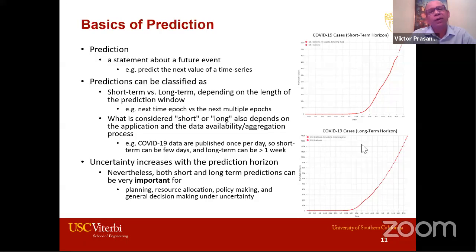Also keep in mind that as you predict over a longer horizon, your uncertainty increases, meaning that your accuracy will drop. So we need to keep that in mind as we do these predictions, so that we understand the quality or the accuracy of the prediction by looking at the time window over which you predict those events.